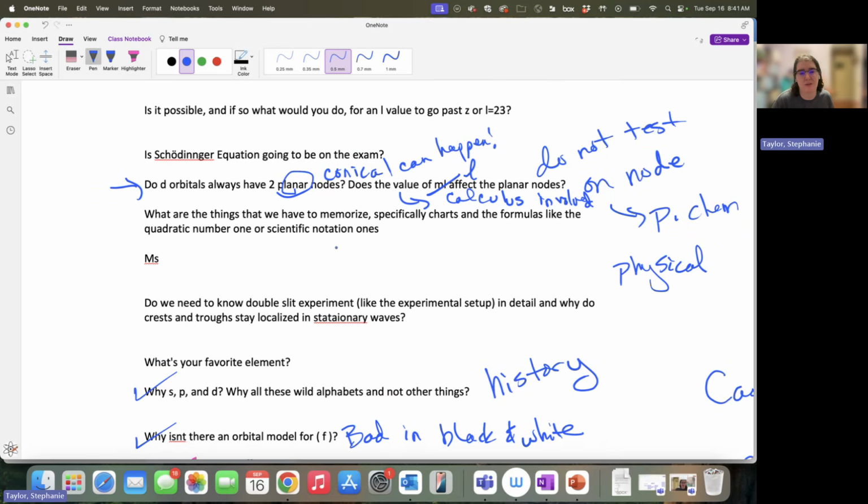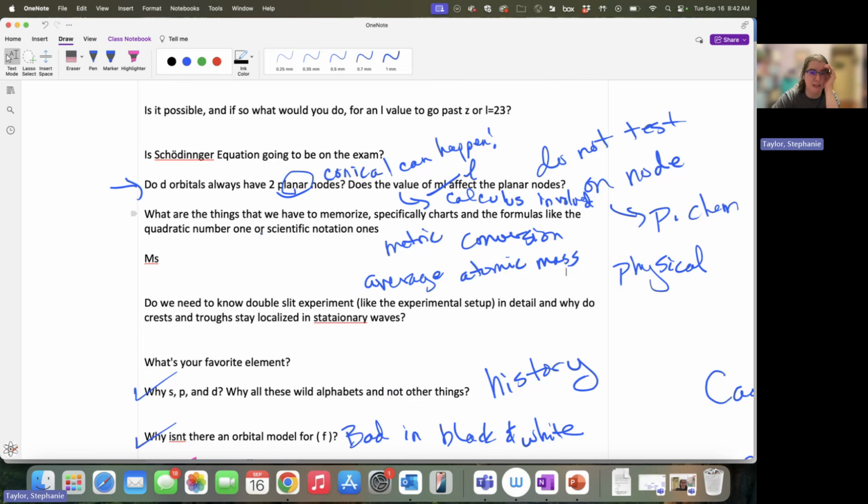What are the things we have to memorize, specifically charts and formulas? Oh God, I have no idea. I'm just going to say metric conversions. So you definitely have to memorize those. But there's also average atomic mass. Nobody asked me about average atomic mass, so you need to know how to do that. I don't know. I'm so sorry. Anytime anybody asks me what are all the things we have to memorize, my brain just freezes, because I'm terrified I'm going to forget something. So I am just going to put and more.